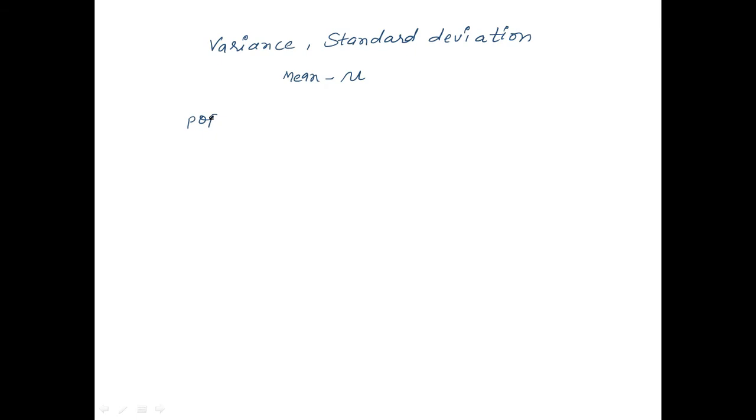The next is population variance. The formula for population variance is 1 by n, summation i equal to 1 to n, (xi minus mu) square. This is the formula for population variance.